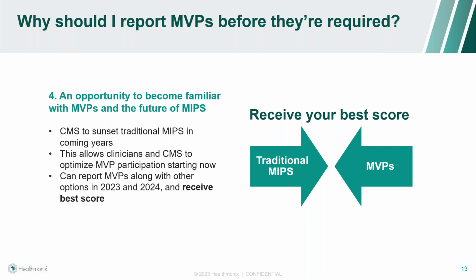As we said, CMS is going to sunset the traditional MIPS. CMS is also optimizing MVP participation starting now. So there are benefits to reporting MVPs, and one of the best parts of it is that you can report as an individual, you can report as a group in traditional MIPS. You can report as an individual in MVPs, you can report as a group in MVPs, as a subgroup in MVPs, and CMS will take the highest of all of those scores, and that's what you get. So there's no harm in trying to report an MVP right now, and it could only be beneficial for you. And we'll get into some of those reasons as well.